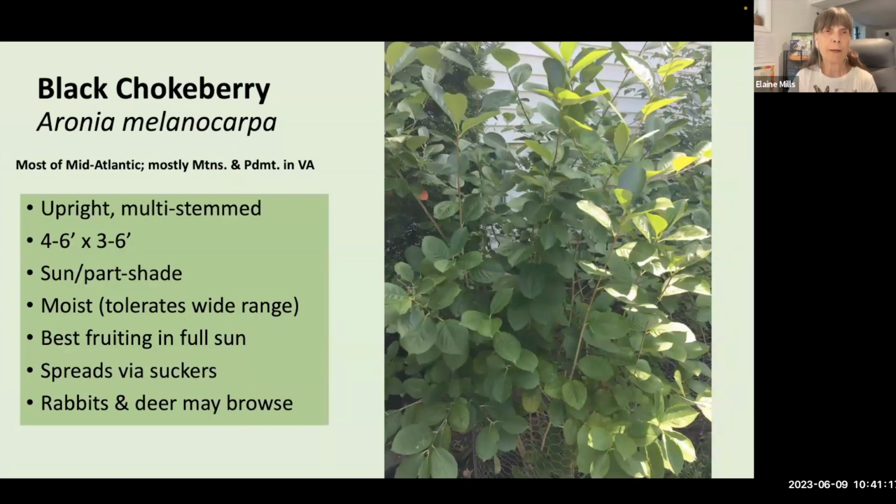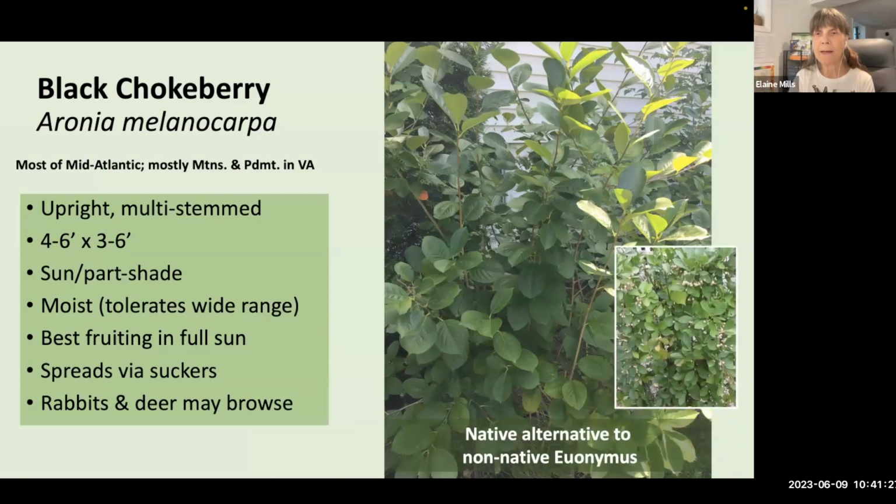Black chokeberry, Aronia melanocarpa, is an upright multi-stemmed shrub, somewhat shorter at 4 to 6 feet in height. It's a great native alternative for the overused non-native euonymus. It can be used as a hedge, or as I show here in my garden, as a foundation plant. And you can take advantage of the suckering, the spread of the plant, to help you make a denser hedge.